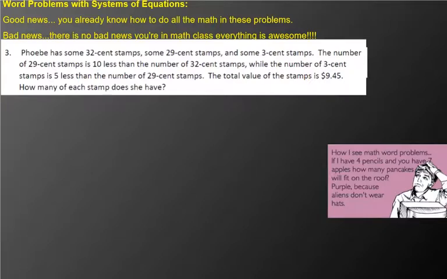But you also need some sort of structure. So it's good to know what you're trying to do. In this question, we want to know how many of each stamp there is. And if you see the first sentence, we say that there are 3 types of stamps. I'm going to call that one X, I'm going to call that one Y, and I'm going to call that one Z.